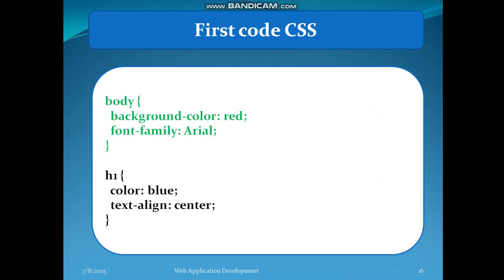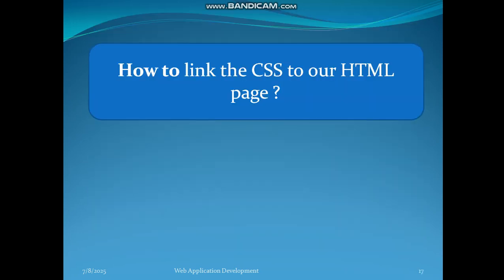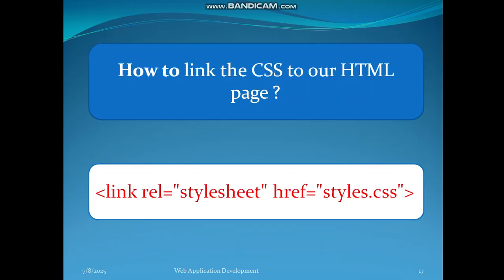But how do we link a CSS file to our HTML page? We use this line. We use the link tag inside the head of the HTML document. Then we put the URL or the location of the file, content dot css. This tells the browser to load and apply the styles from an external file called style.css.